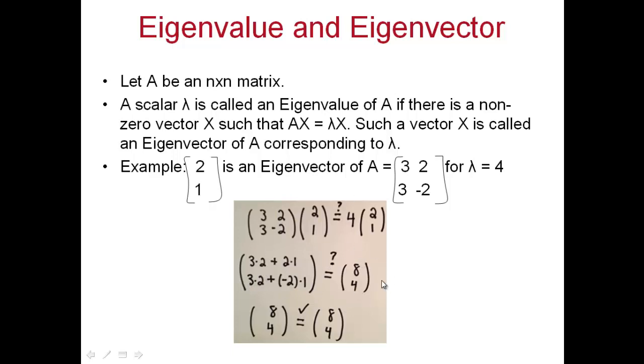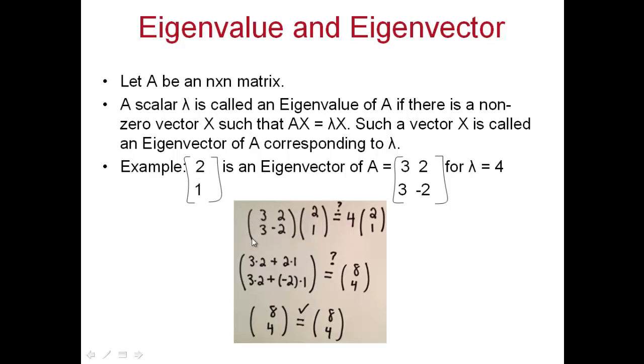Now that's on the left hand side. On the right hand side we have 4 times 2 and 4 times 1, so it's also 8 4. So both the left hand side and right hand side are the same. So we say that this property is satisfied. What is the property? The matrix multiplied by its eigenvector should be equal to the scalar value multiplied by its eigenvector. So then you can say the scalar value 4 in this case is the eigenvalue, and the corresponding vector is called the eigenvector.